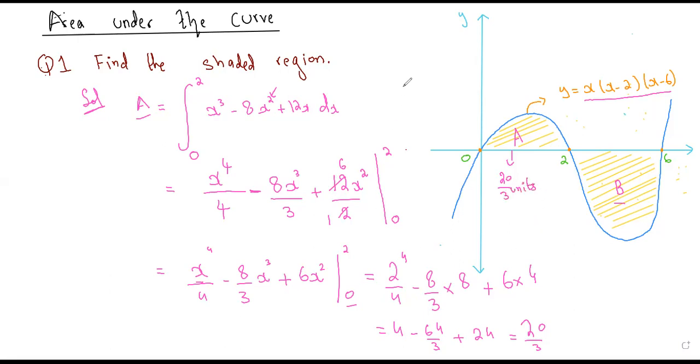units. I am going to do the same steps. The only difference would be in the limits. What would be the limits this time, Munya? 2 and 6. Very good. 2 and 6. Excellent.